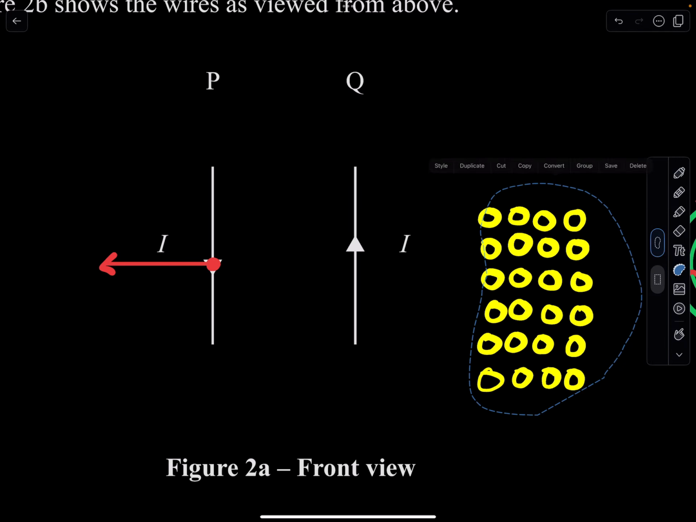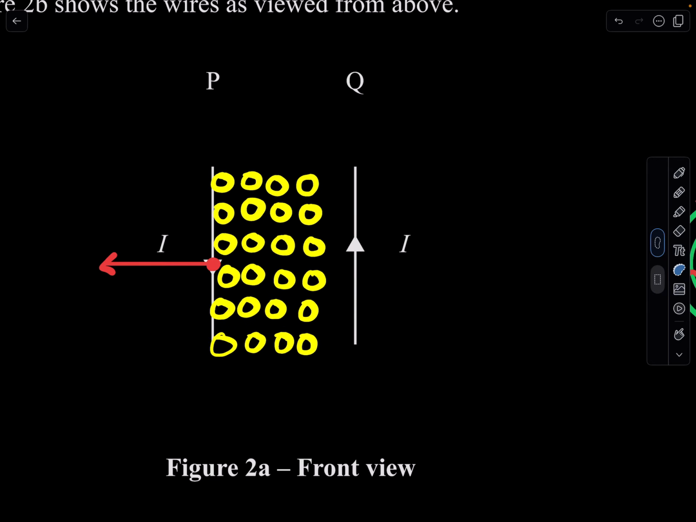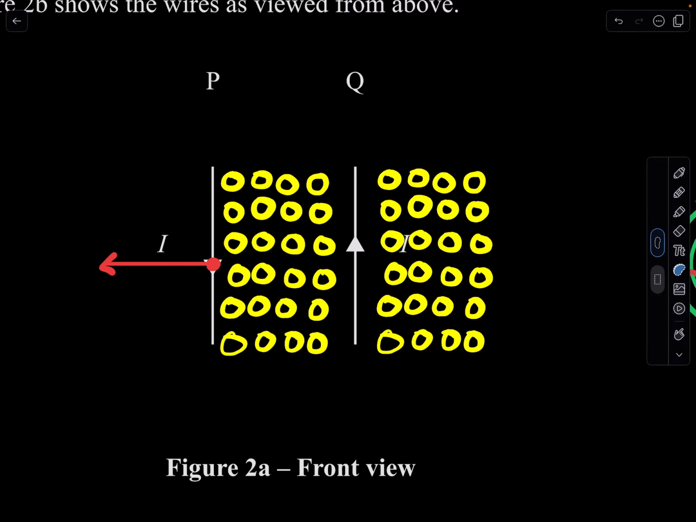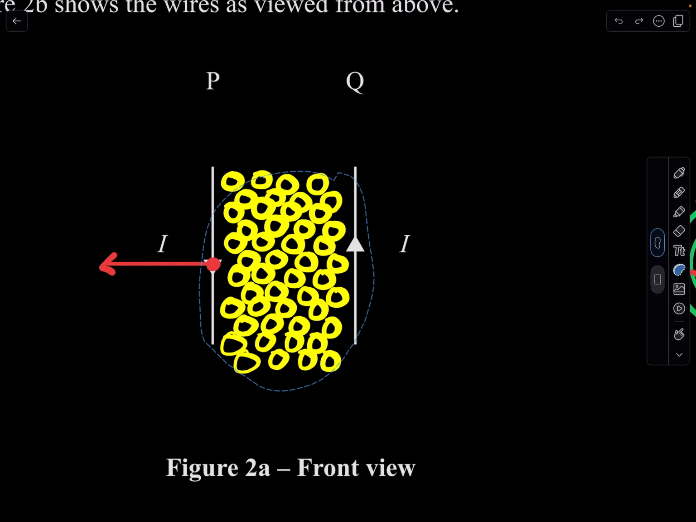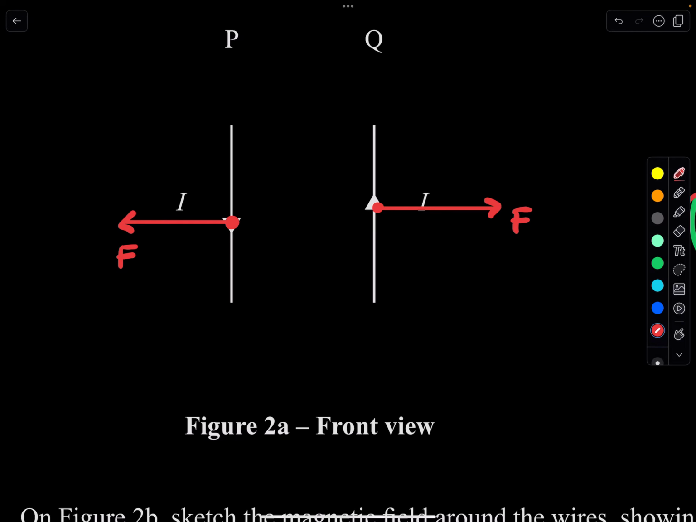So for example, what about the next one? Imagine P in this case is creating that field. You're going to use your right hand grip rule, but your thumb's going to be downwards, and you'll realize that the field lines are still coming out of the page. So it's the same thing. And again, using your right hand slap rule, your thumb's going to go up on Q because that's the current direction. Your fingers are going to be out of the page, and you realize that there's going to be a force to the right. And so you can see that these forces basically repel each other.